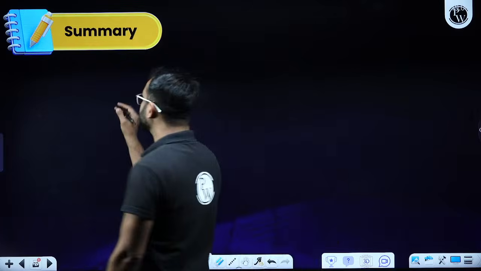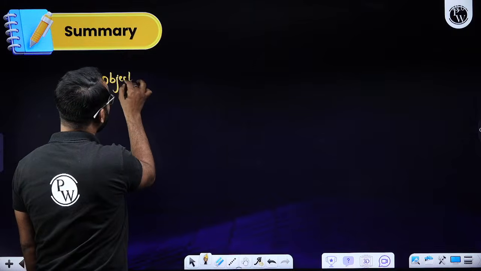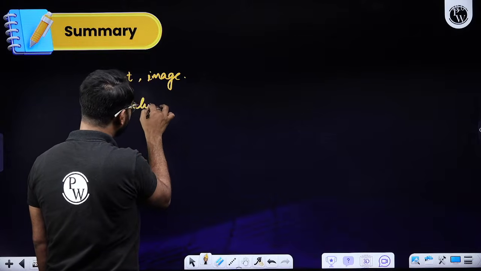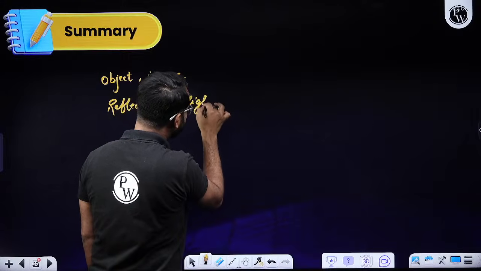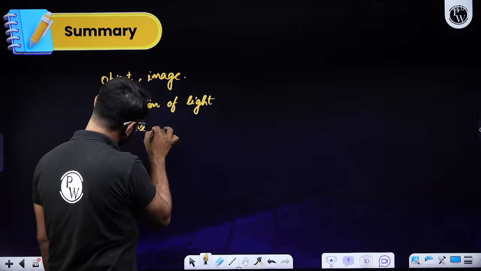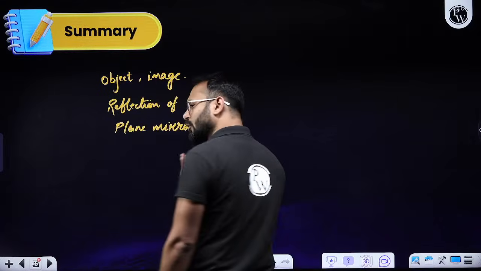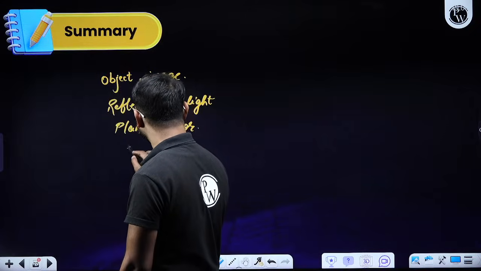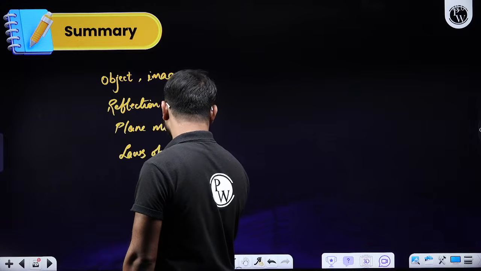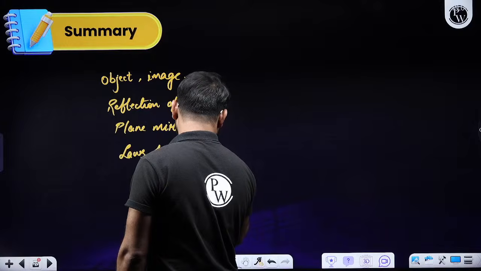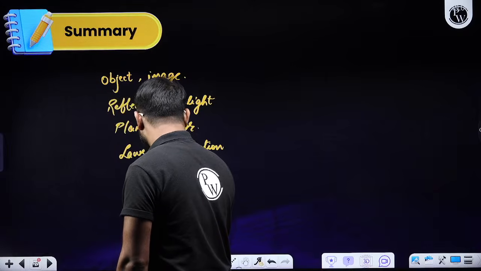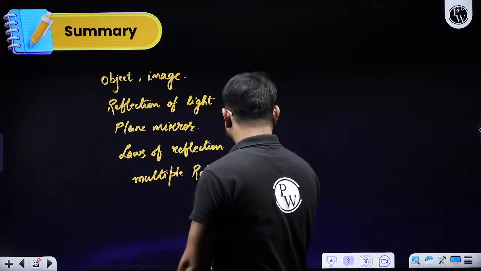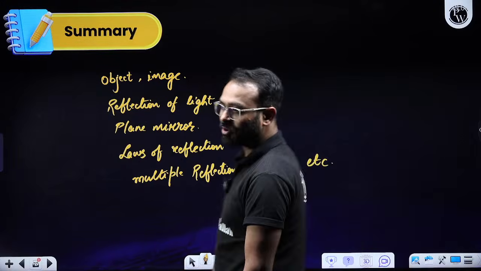In today's class, we discussed object, image, reflection of light. We discussed the plane mirror, reflection through a point object and extended object. This is what we already discussed. And later on we discussed multiple reflection and laws of reflection, and so on. This is what we discussed.